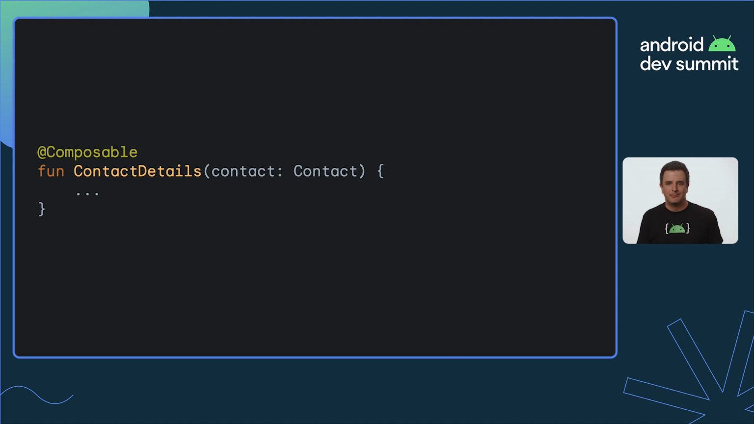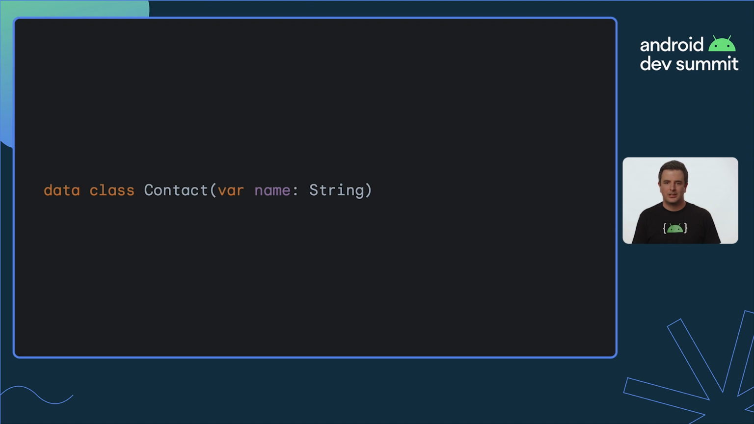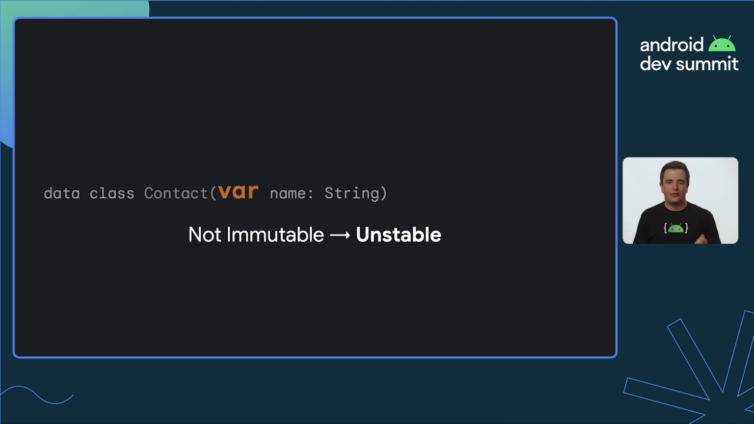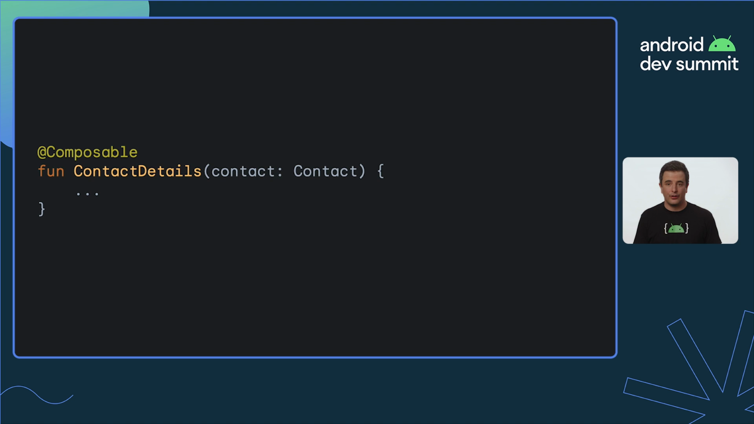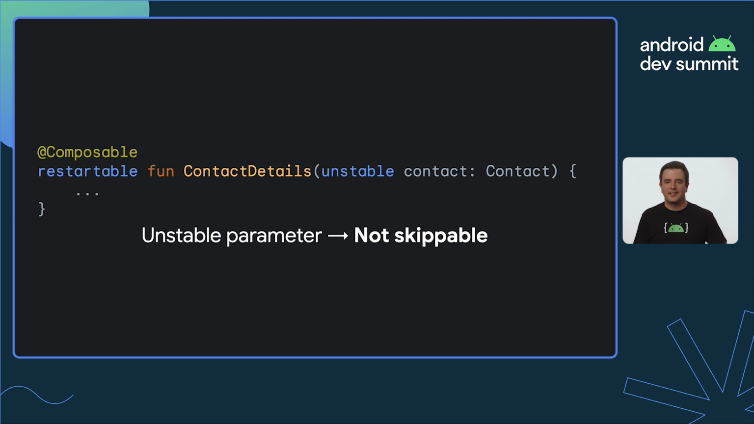Let's see an example. Here is the definition of our contact details composable. It takes one parameter, contact. Contact is a data class with one property, name. But it is defined as var. And because it is defined as var, it is not immutable. And therefore, contact is an unstable type. This means that under the hood, Compose determines the contact details function to be restartable, but not skippable, as it has an unstable type parameter.